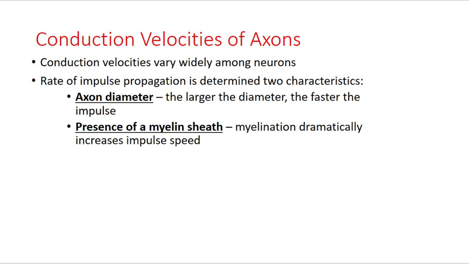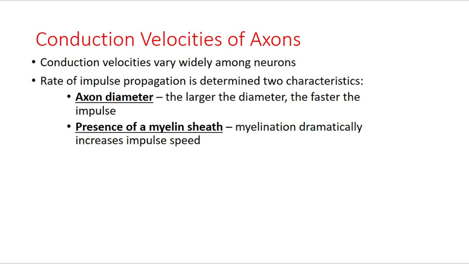Okay, next we're going to further look at conduction velocities of axons. When we're talking about conduction velocity, we're talking about how quickly a signal can go down an axon. It's going to be much faster if you have myelin. It's also going to be faster if you have an axon diameter that's larger.